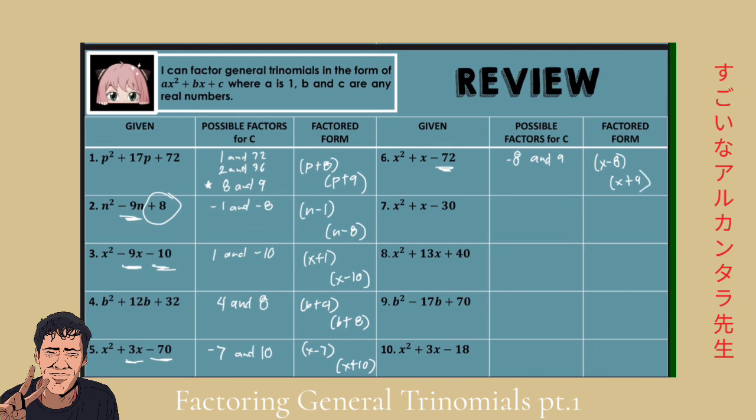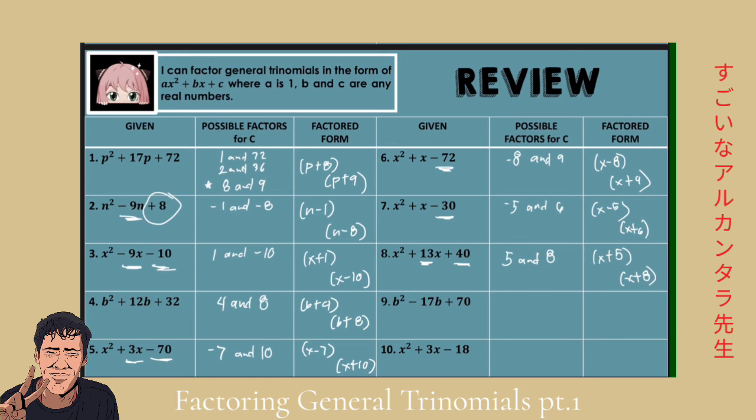To continue, you now have the same concept with number 7. So the other number should be higher, and that's positive. So we can have negative 5 and positive 6. So this will be x minus 5 and then x plus 6. Next, you have 40, but the sum should be 13. So that's 5 and 8. So your answer here is x plus 5 and then x plus 8.